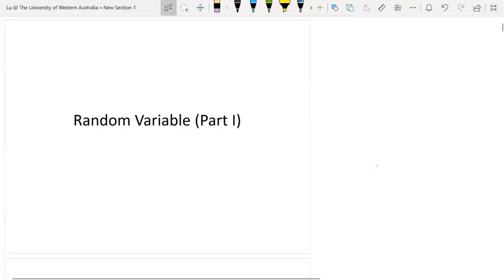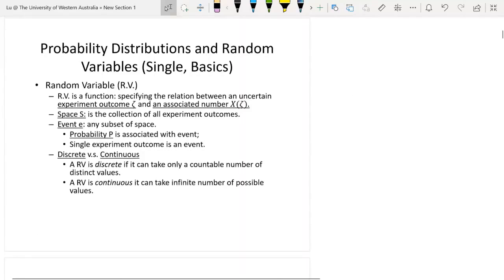Now let's start our first lecture. First of all, we are going to study what a random variable is. From this slide, you can see a random variable is defined as a function. This function specifies the relationship between 2 things.